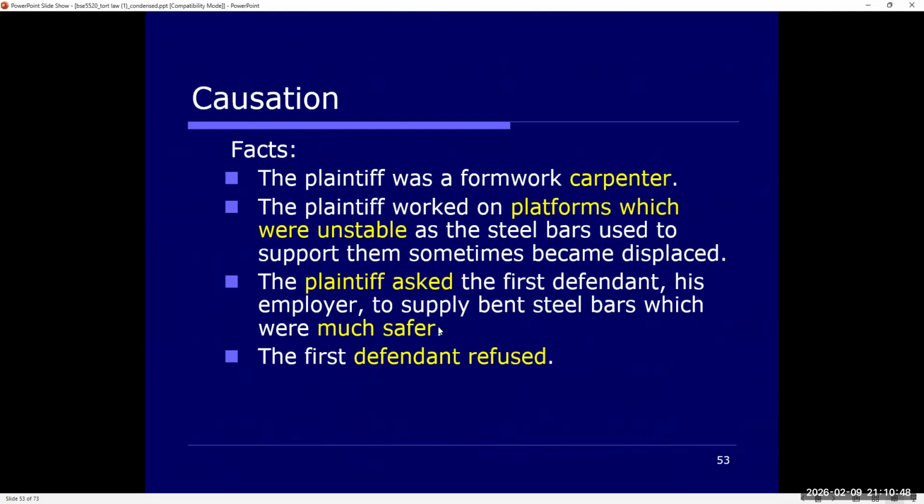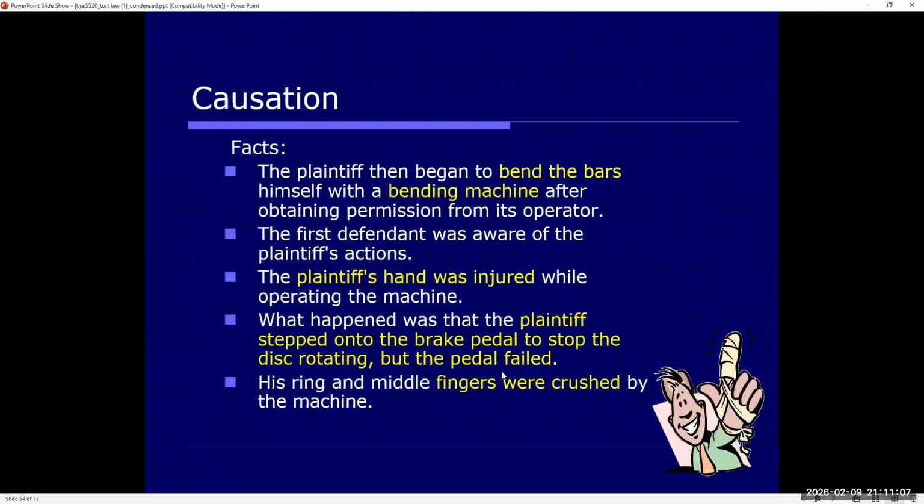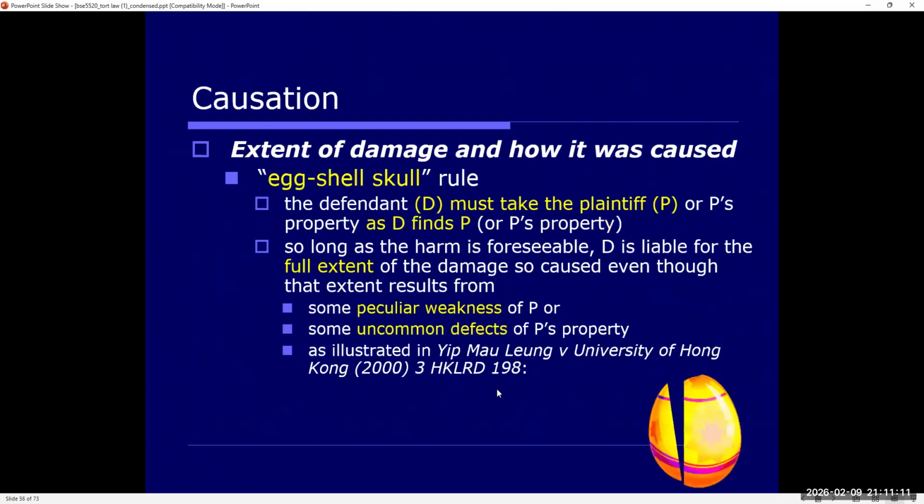So that's why many companies would be very cautious in employing workers. They have to provide their employees, the workers, safe equipment, a safe working environment, safe tools, right? The employer has the responsibility, as illustrated by this case. Okay, one more key point.